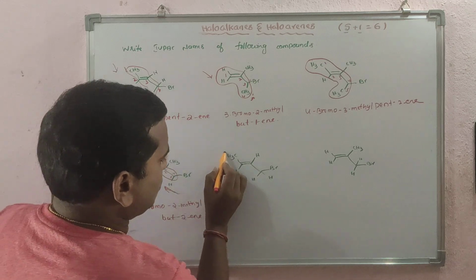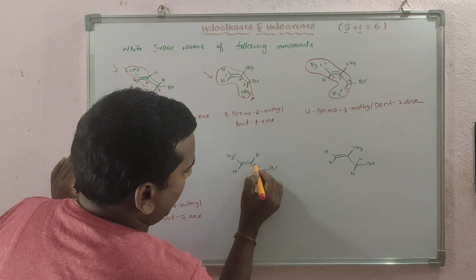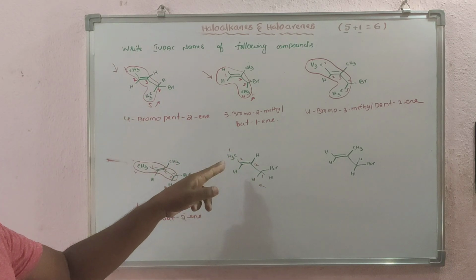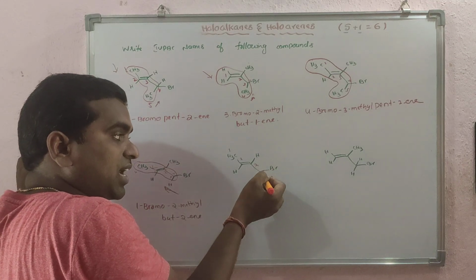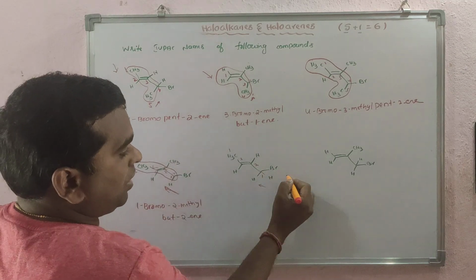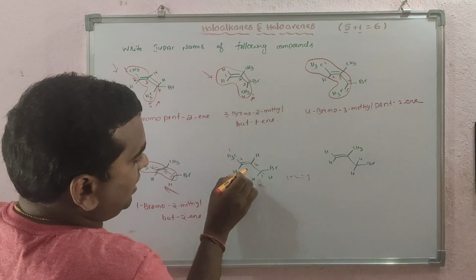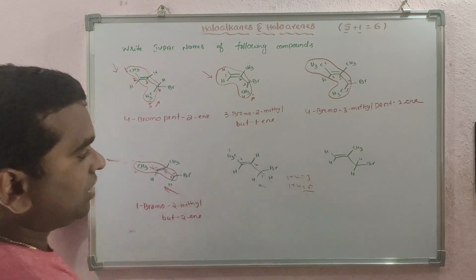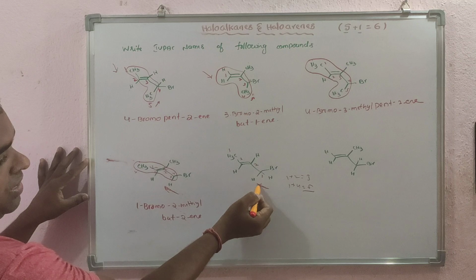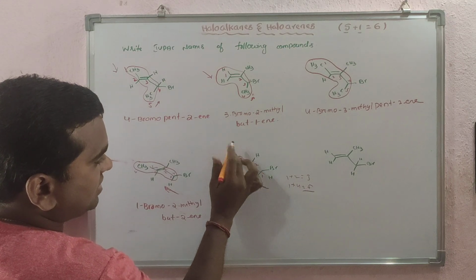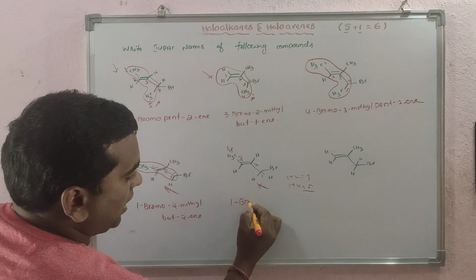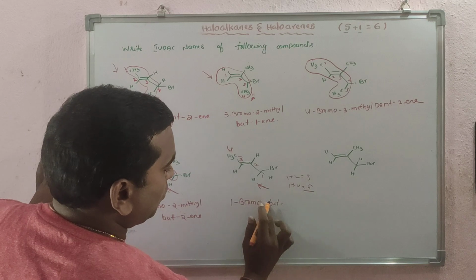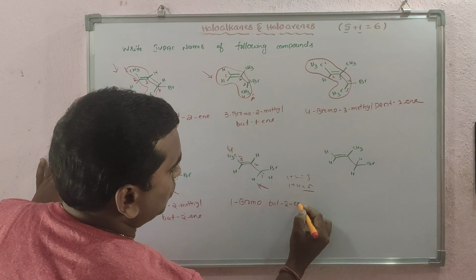Clear? In the same way, here also. If I start numbering from this side, 1, 2, and if I start from the other side, 1, 2, the double bond carbon is getting second in both cases. But bromine is also getting the lowest. If you see the locants here, 1 plus 2, what is it? 3. If I start giving numbering here, 1, 2, 3, 4, 1 plus 4, you are getting 5. So which one is the correct one? You have to give the numbering in this way: 1, 2, and this is 3 and this is 4. So that's why 1-bromo, but-2-ene.